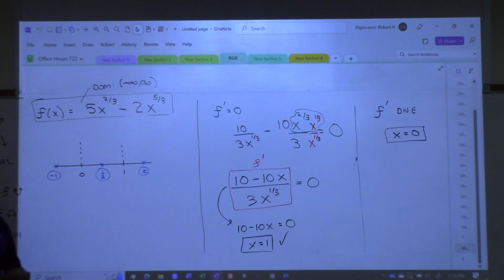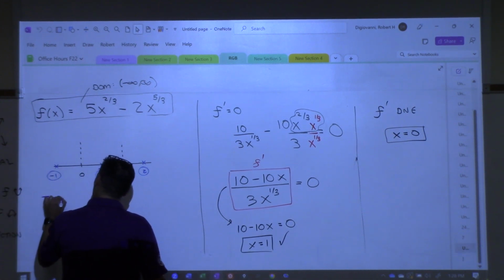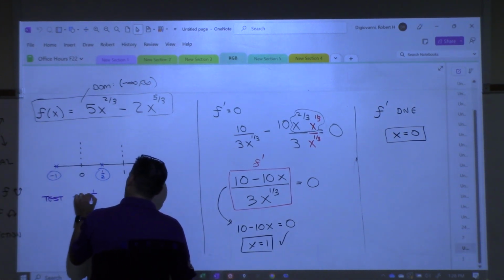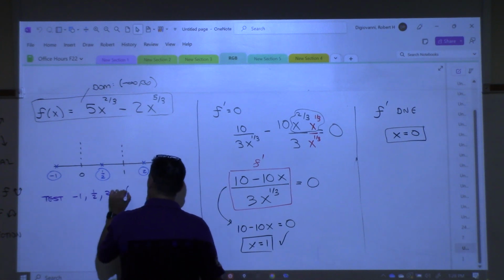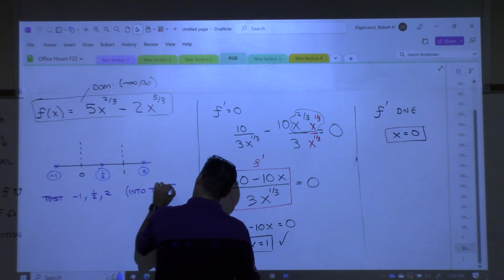Where am I going to test them? What do I mean I'm going to test them? What am I going to do with them? Plug them into the derivative. Why? Because you're trying to find the derivative, the line. We want to know if the derivative is positive or negative, because positive derivative means my graph goes up, negative derivative means it goes down, right? So I'm now going to test -1, 1/2, and 2, and as a note here, into the f prime, right?